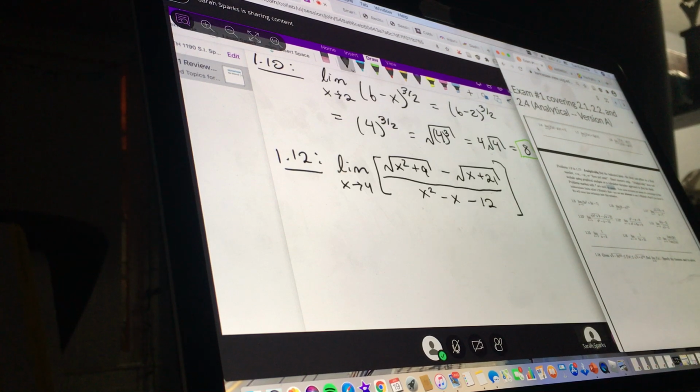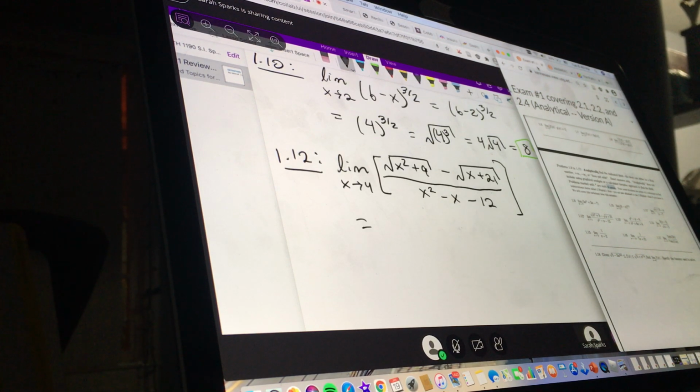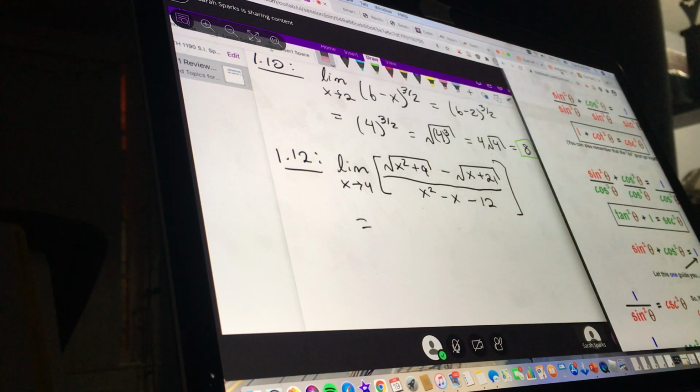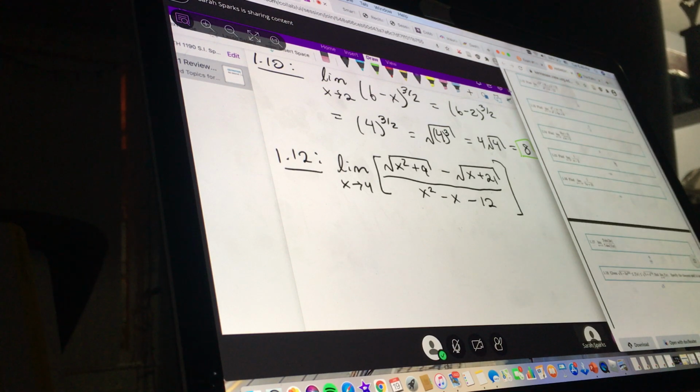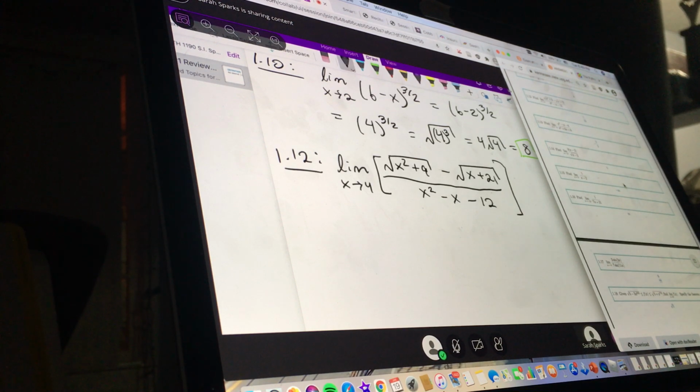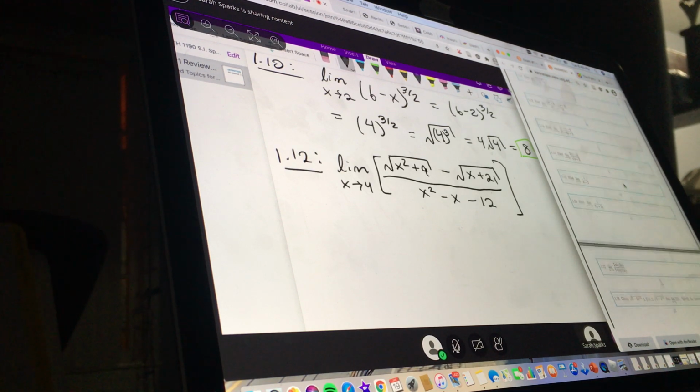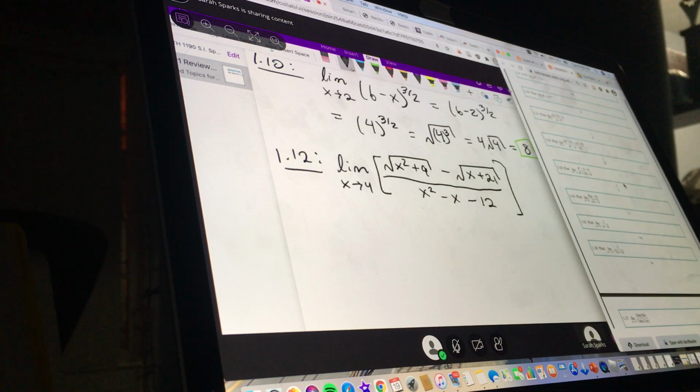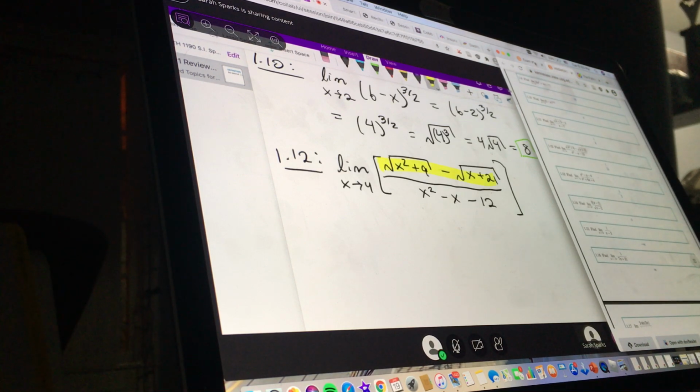So you see, if we plug in 4 here, which is the first thing we're going to want to do, we end up getting a 0 in the denominator, right? 4 squared is 16, minus 4 is 12, 12 minus 12 is 0, which is indeterminate. You can't divide by 0. So what we're going to do is multiply by the conjugate of the top, the numerator.